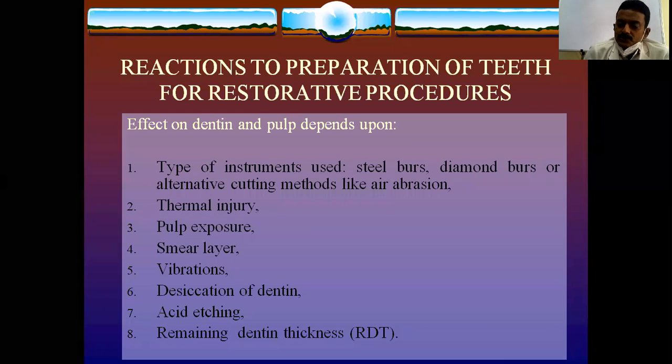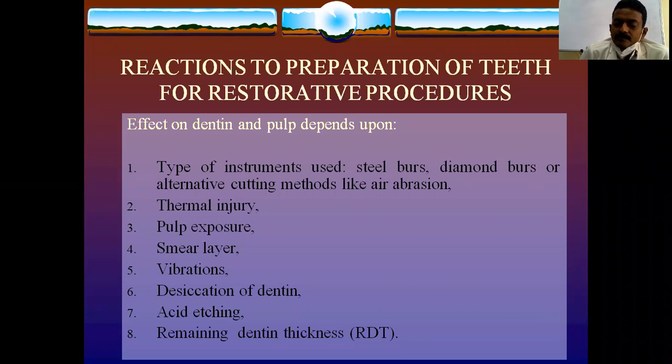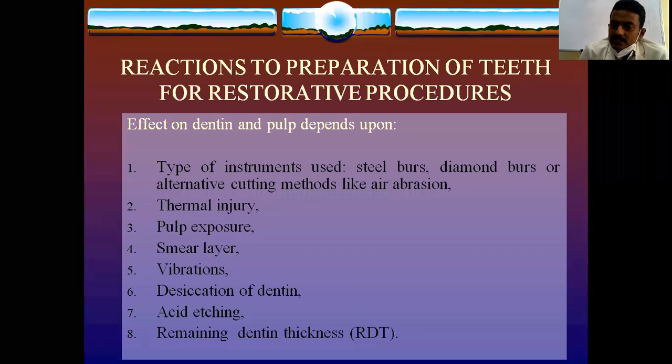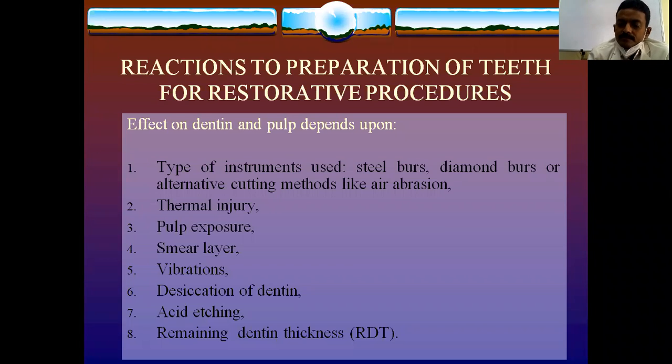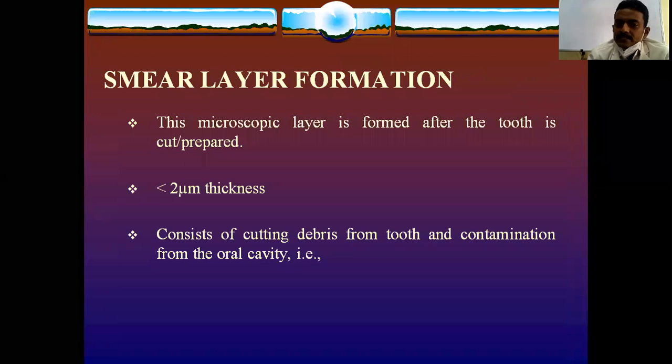Second one, thermal injury. During operating with this instrument, this is an electrically controlled machine, so it produces heat. It causes thermal injury. Third one is pulp exposure. You all know the parts of a tooth: enamel, dentin, and the innermost one is the pulp. Pulp exposure, smear layer, vibrations caused, desiccation of dentin, acid etching procedures, and the remaining dentin thickness. The effects on dentin and pulp depend upon these factors.